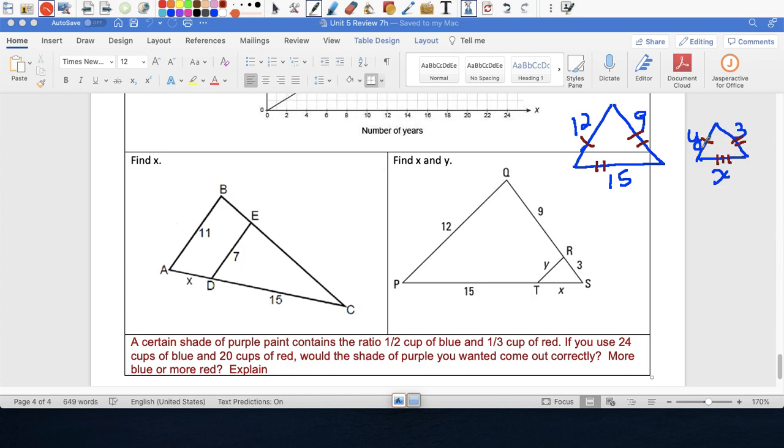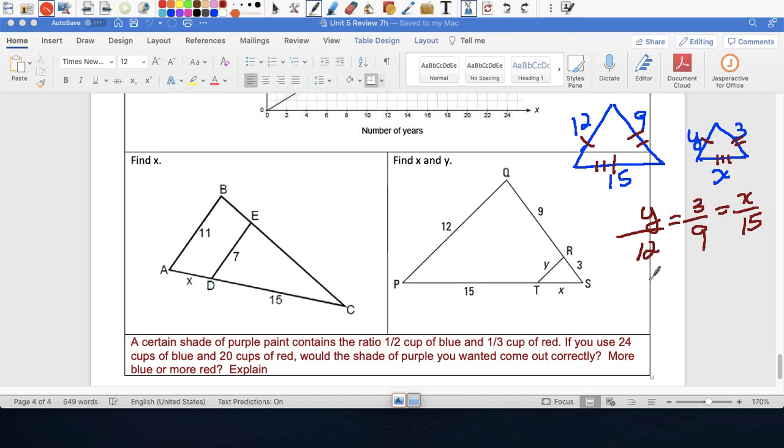So let's write the 3 ratios. So y corresponds to the 12, the 3 corresponds to 9, and the x corresponds to, oops, I forgot my line, and the x corresponds to 15. So you have the 3 ratios. Obviously, we can't use the first one and the third one, so you've got to do the first one and the second one to find y. And then for x, you can use whichever ratio. So let's do these two here to find y.